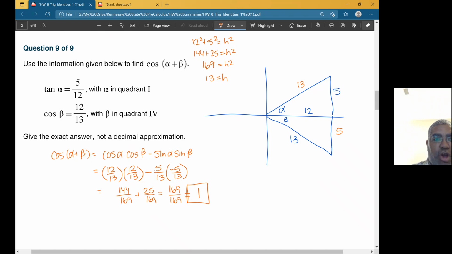When in doubt, draw a picture, and have your formula sheet handy. You're going to need it. All right, any questions on this, definitely ask them. Let me know. But this concludes the homework number 8 video.